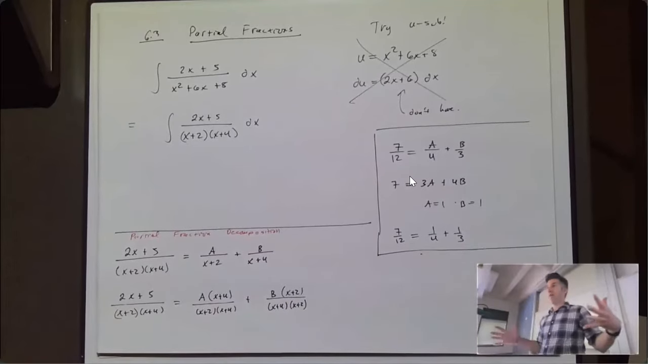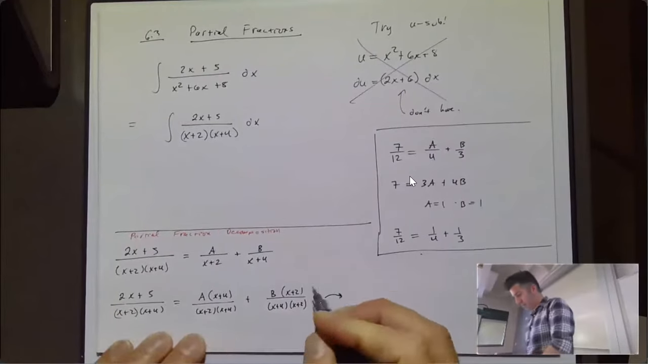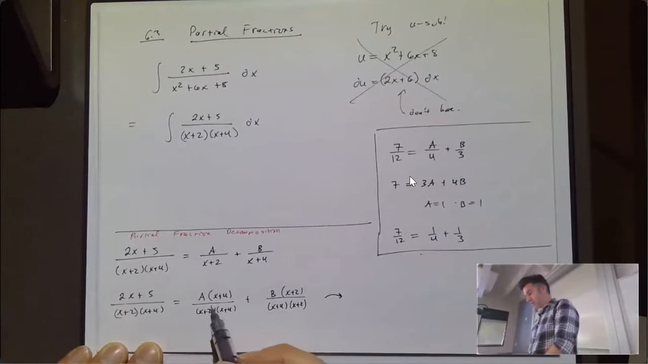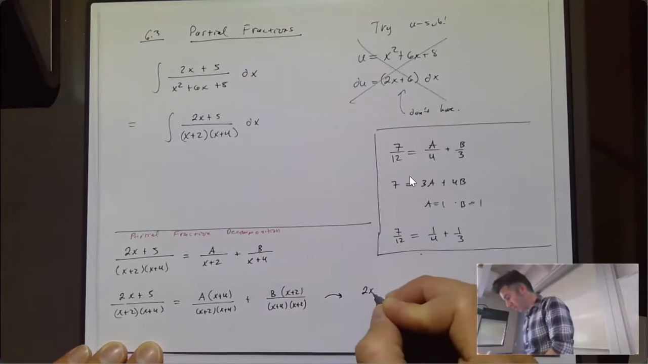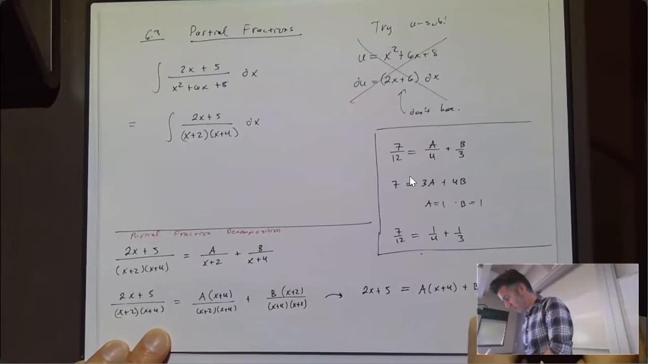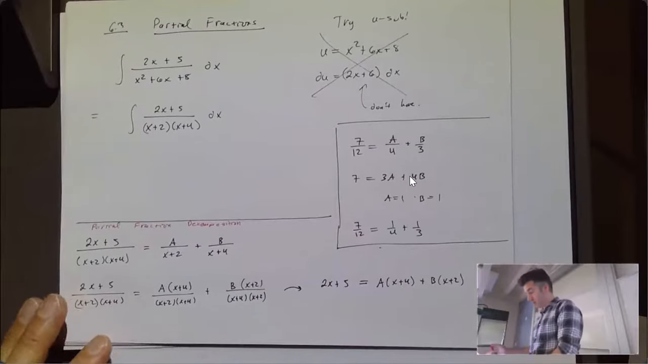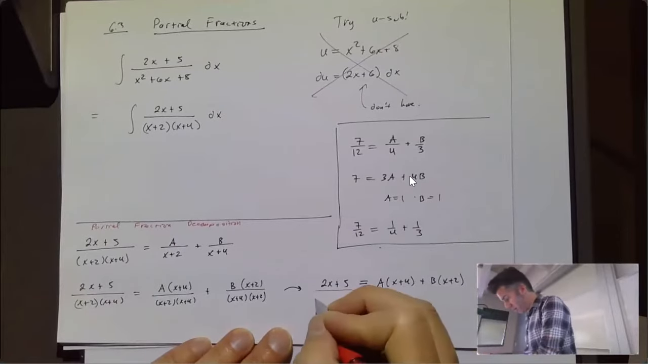So now what do I have? I have two fractions that are equal and the denominators are the same. I can put these together because they have a common denominator now. So what I can really say is 2x plus 5 has to equal a times x plus 4 plus b times x plus 2. I don't really need to write the denominators. I could, right? We could totally say, oh yeah, there's this denominator here, x plus 2 times x plus 4.